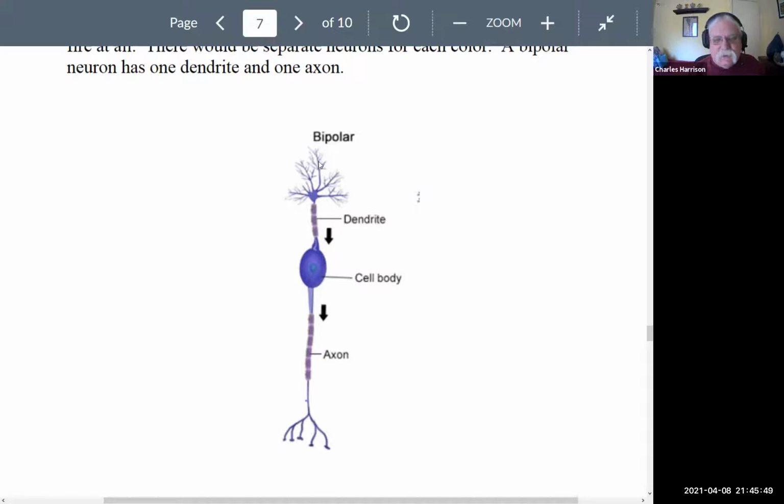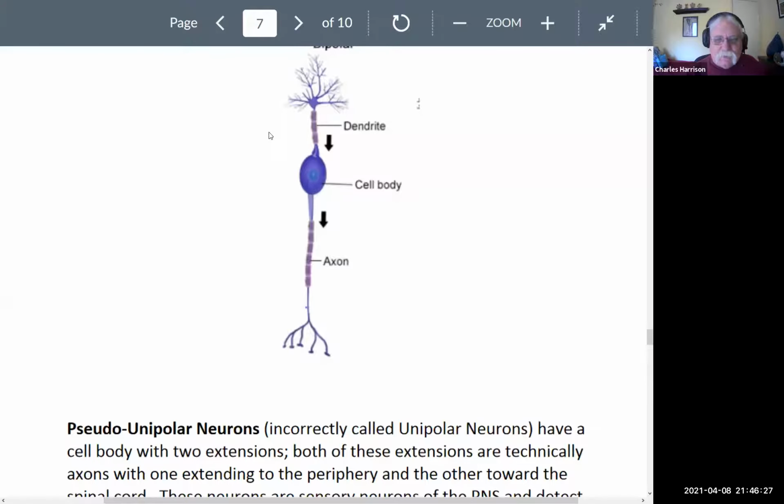Okay. So when light impinges at this spot here, it comes into the dendrite, activates the cell body, which sends the impulse to the brain without changing it. So obviously you've got some of these cones, as they're called, that respond to yellow, blue, red, green, okay, but they don't mix with each other. Now, the bipolar neuron, one way in, one way out.